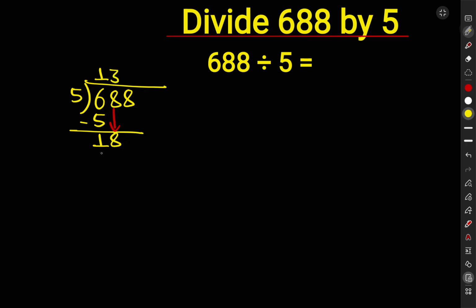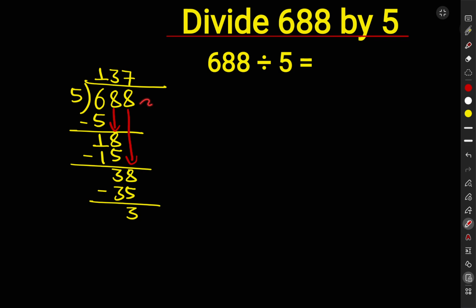5 times 3 is 15. On subtracting, we get 3. So again we put down this 8 and it is 38. 5 times 7 is 35. On subtracting, we get 3.